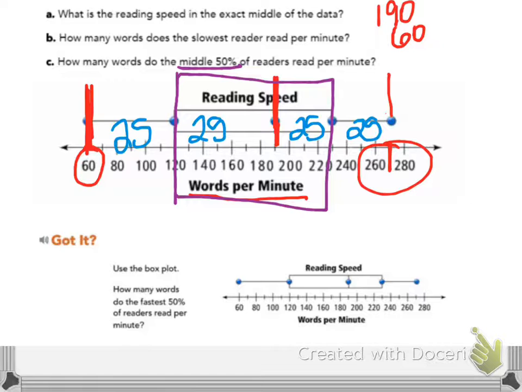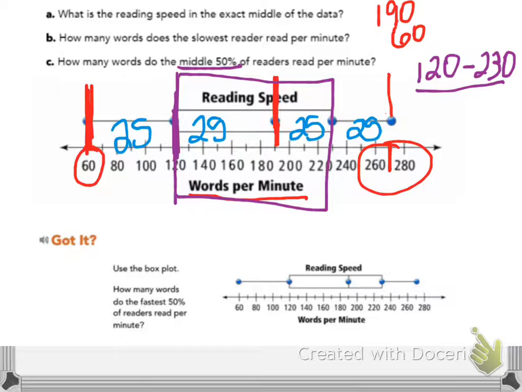Well, it's not just a one number answer, is it? Because it's quite a vast variation there. So our bottom people, the slowest words per minute in the middle 50% is 120, and the upper is 230. So that's going to be the number of words per minute that the middle 50% of readers read.